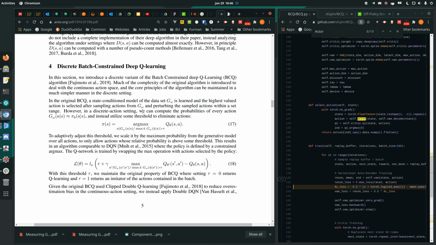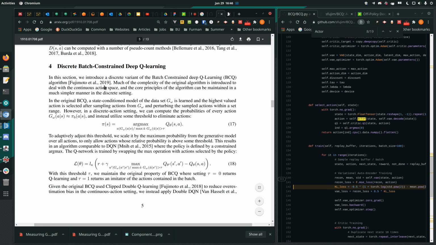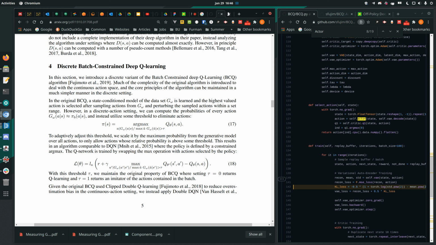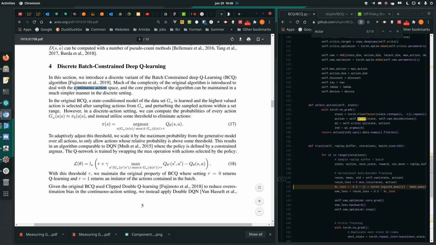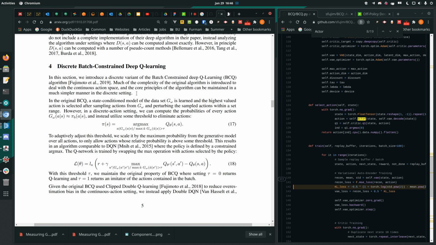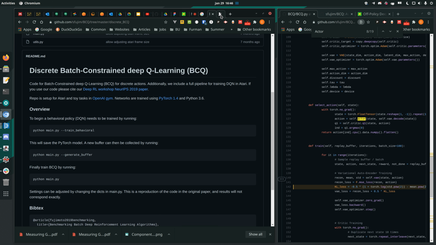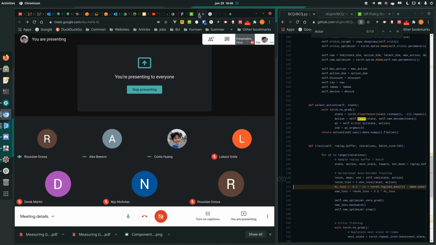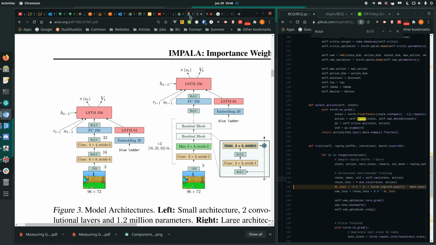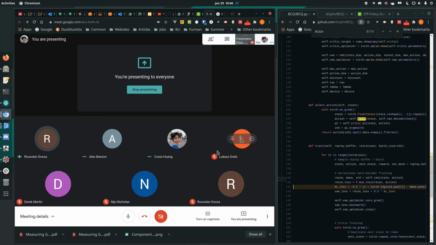So they have to do things a little bit differently, but the authors say it's supposed to be easier, more intuitive. So the authors say much of the complexity of the original algorithm is introduced to deal with the continuous action space, and the core principle of the algorithm can be maintained in a much simpler manner in a discrete setting. Yes, because in continuous you do not have a finite distribution over all the actions, so you have to kind of sample, do Monte Carlo estimates.